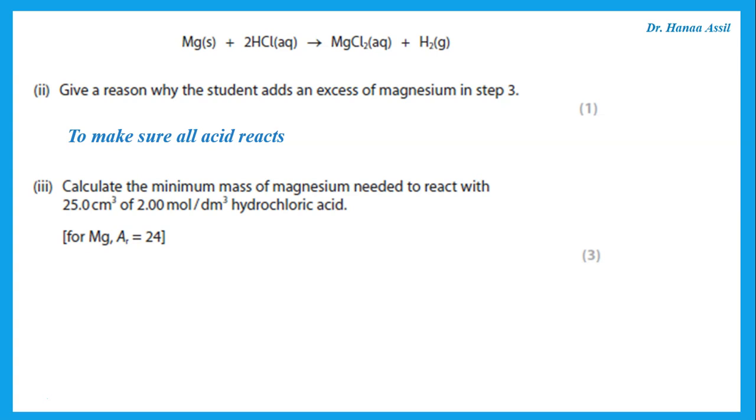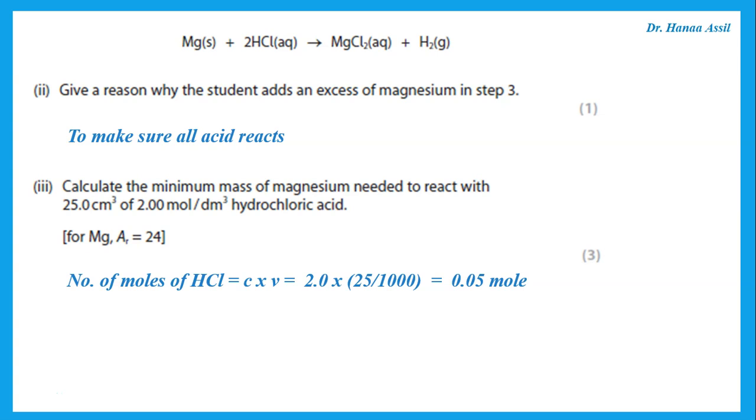Again, we're given information about HCl. That means the first thing I need to do is get the number of moles. This is a solution. Number of moles is concentration times volume. Remember to divide the volume by 1,000. Now that gives number of moles of HCl.